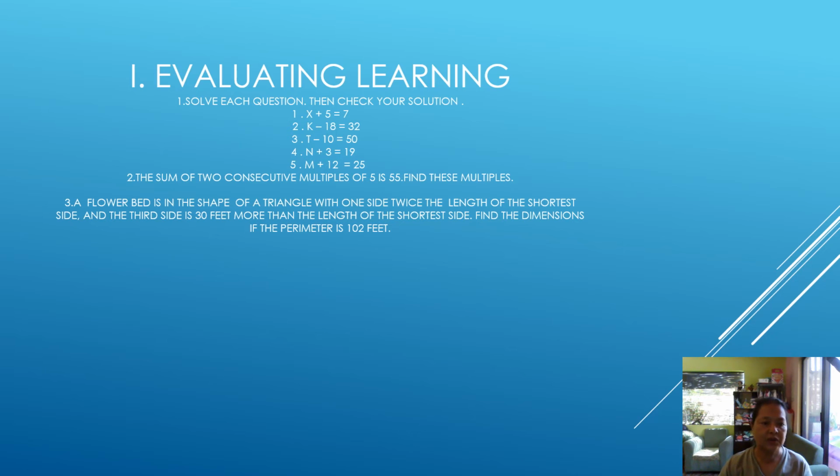Number two, the sum of two consecutive multiples of 5 is 55. Find these multiples. Number three, a flower bed is in the shape of a triangle with one side twice the length of the shortest side, and the third side is 30 feet more than the length of the shortest side. Find the dimensions if the perimeter is 100 feet.